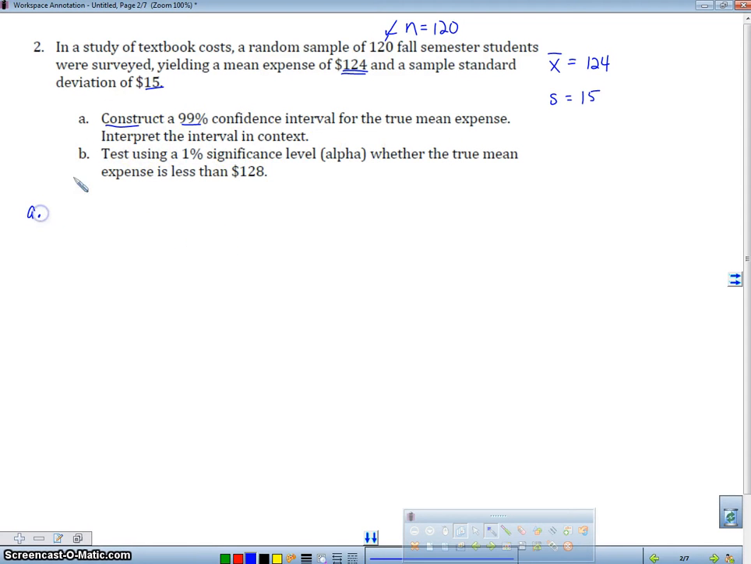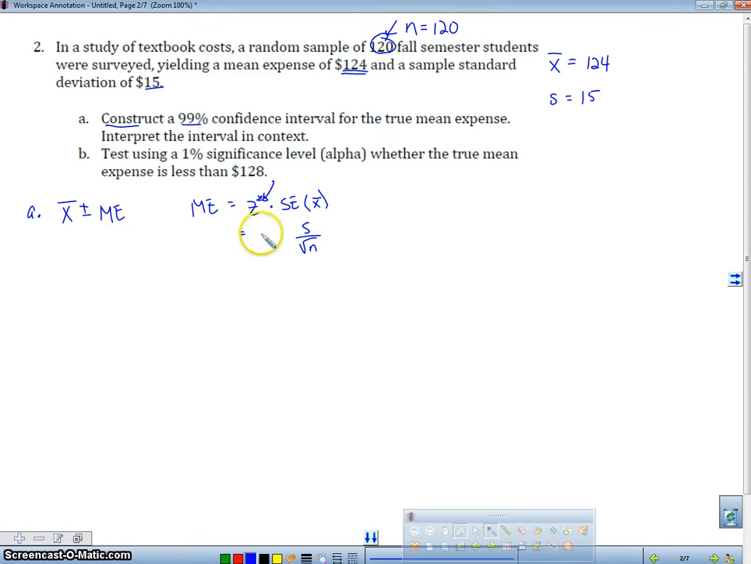So let's do A first. We're going to construct the confidence interval. The interval is x bar plus or minus the margin of error. And we know the margin of error is going to be z star times the standard error of x bar, which in this case is s over the square root of n. Now we're using z star because our sample size is large. It's 120, so we can use z. If this sample size was less than 30, we would want to use the t distribution. All right, so we're going to use our z.